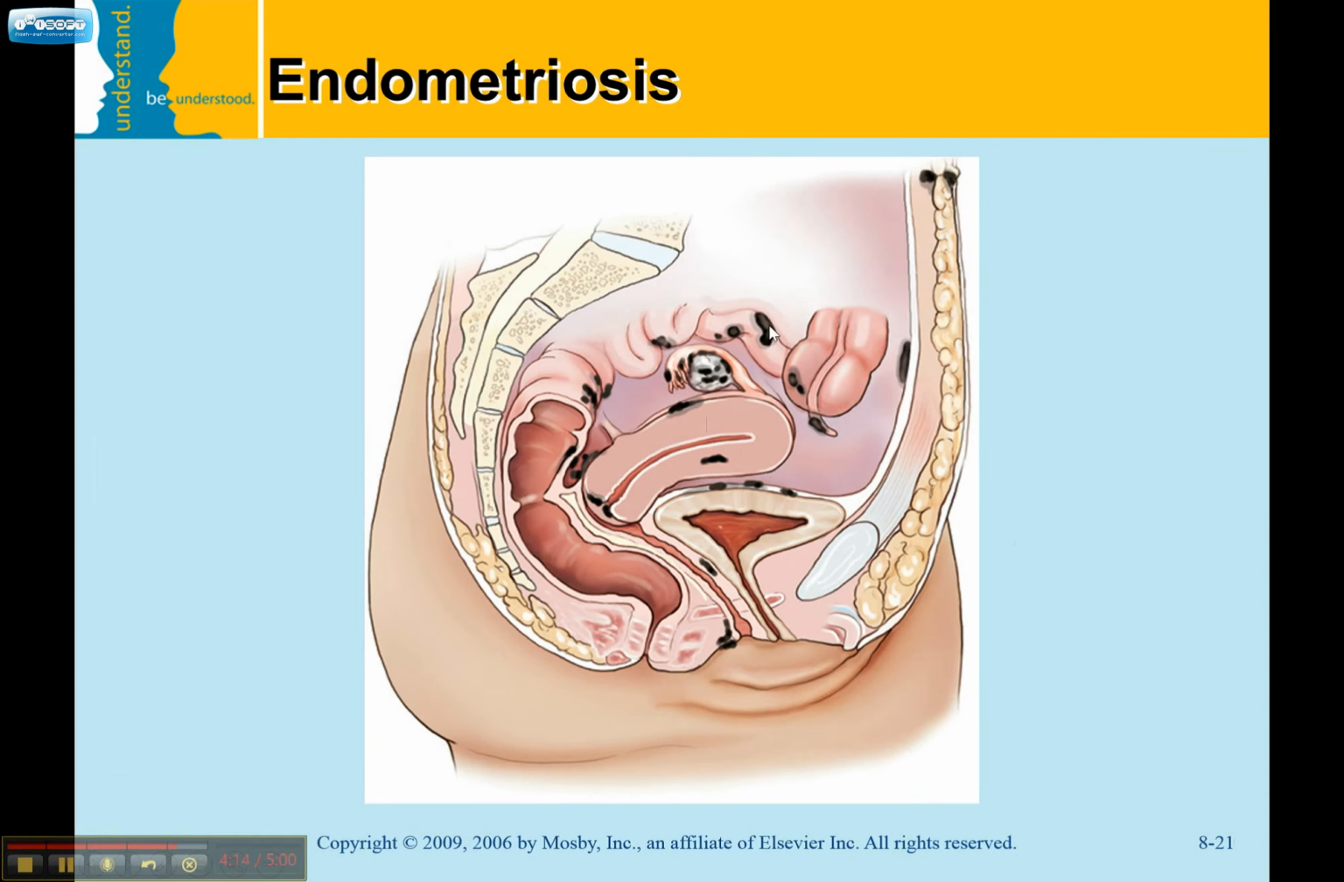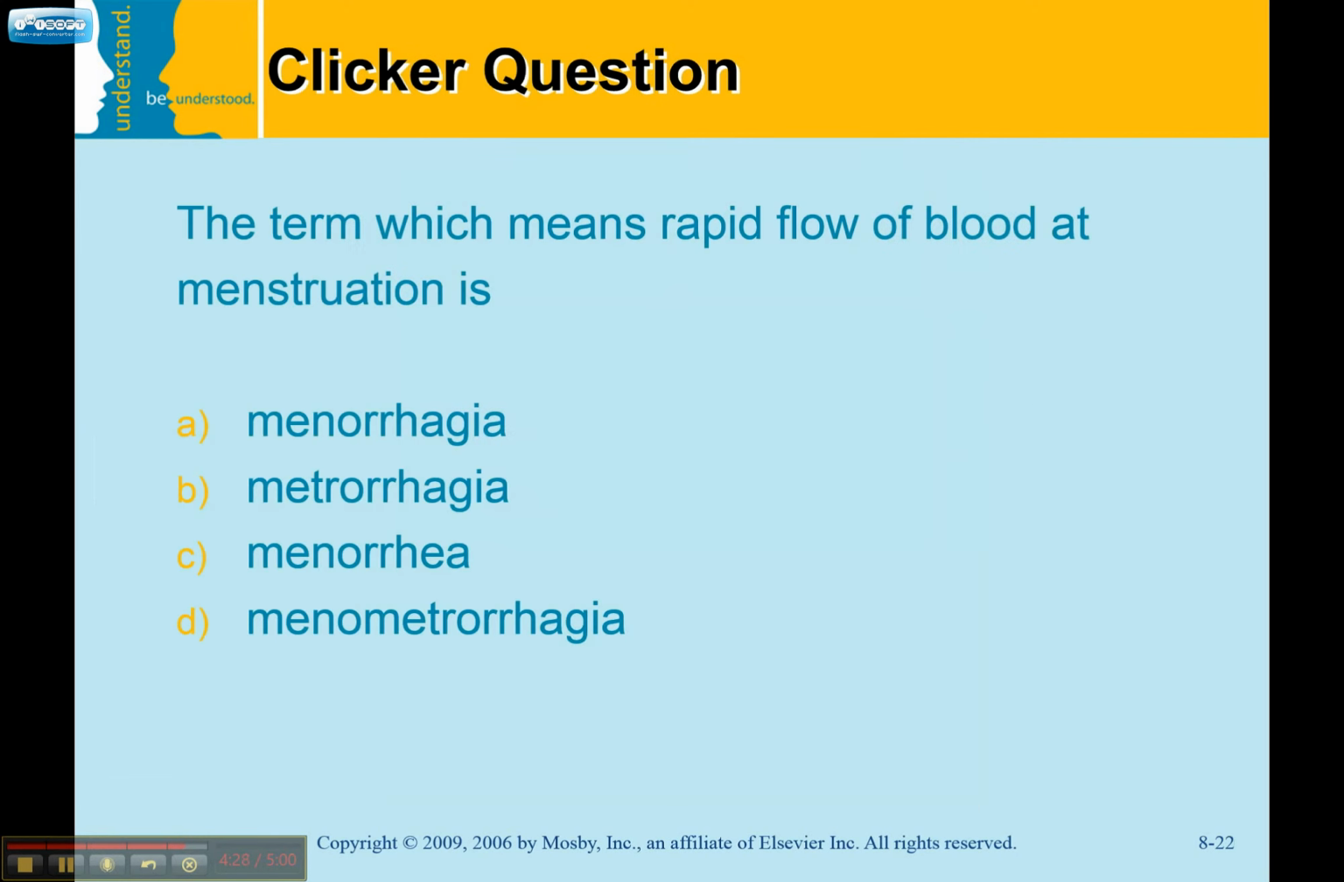Endometriosis is just uterine tissue that is found outside of the uterus, and it usually has a lot to do with a woman's ability to be fertile. If she's got endometriosis, a lot of times it's harder for them to conceive.